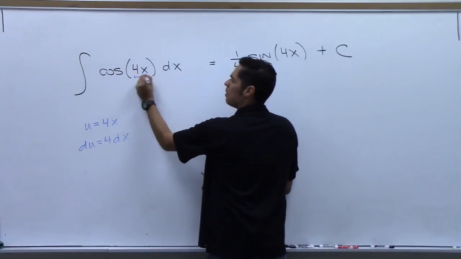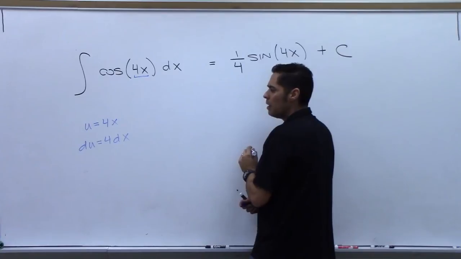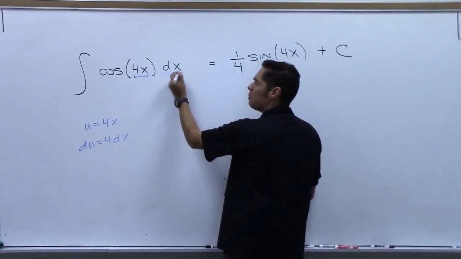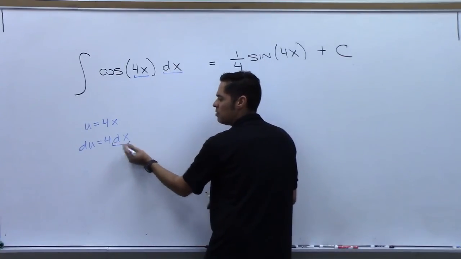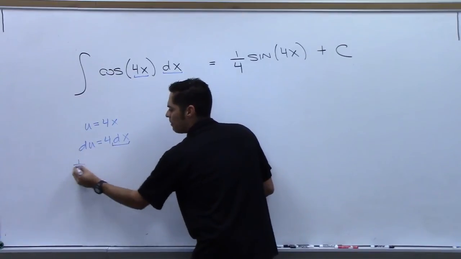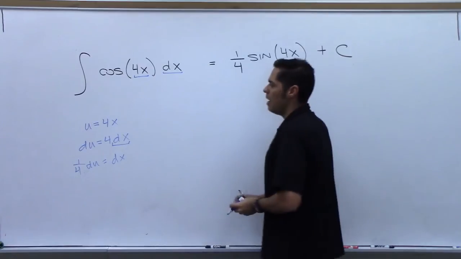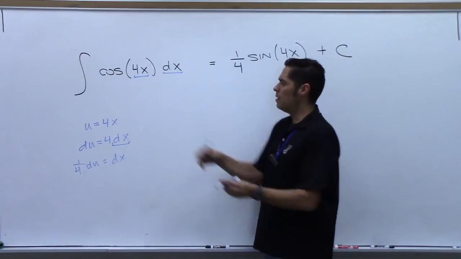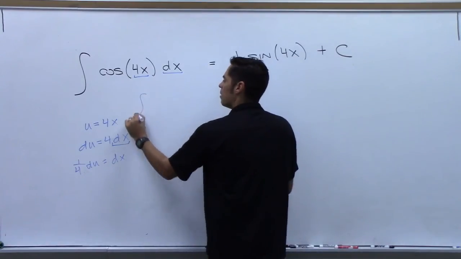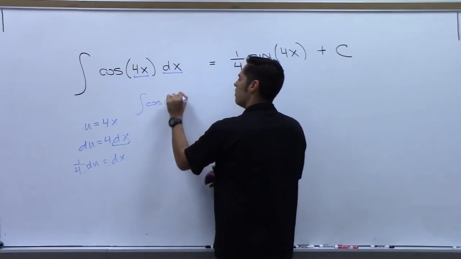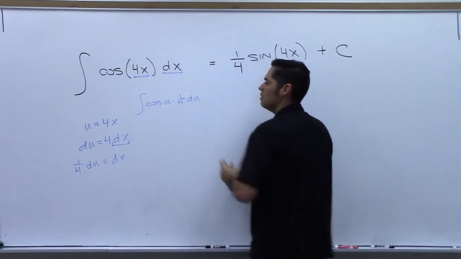So this is going to be replaced with u. And then to get dx, I have to get this piece, right? So what would you do on both sides here? Divide by 4, 1/4 du equals dx. And then when you rewrote this problem, you would actually have integral cosine u times 1/4 du.